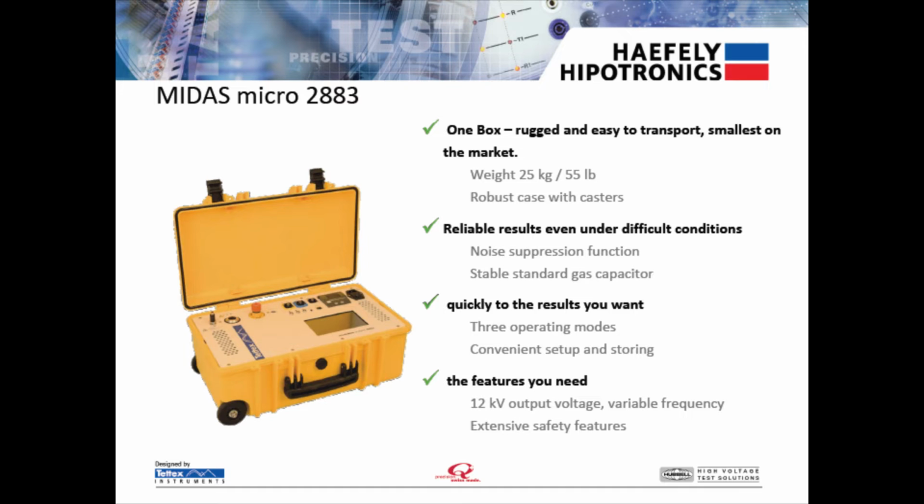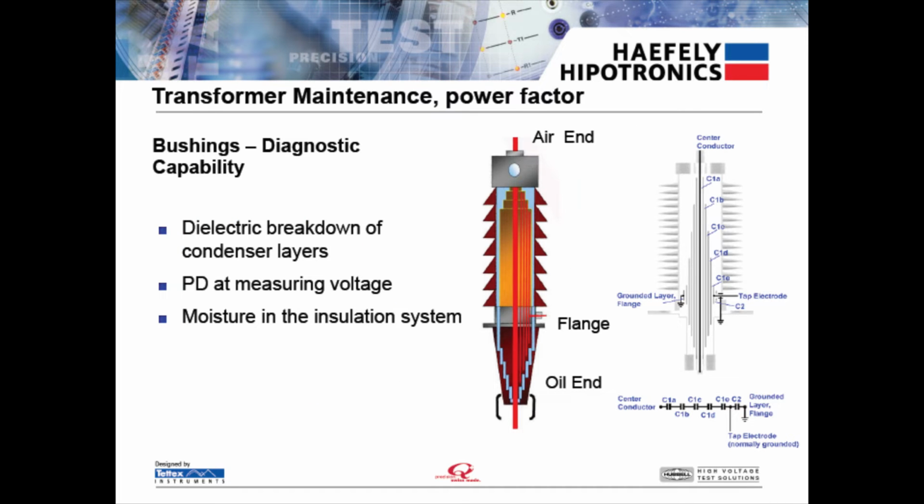So for power factor, which the Midas Micro tests, for the transformer, the tan delta should be right around 0.1%. Anything above 0.7% should be investigated. Looking inside the bushings for power factor testing, this shows the dielectric breakdown of the dense layers.